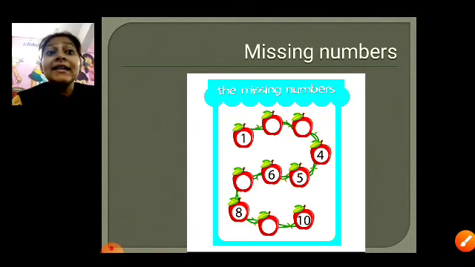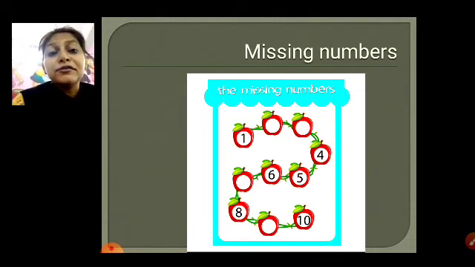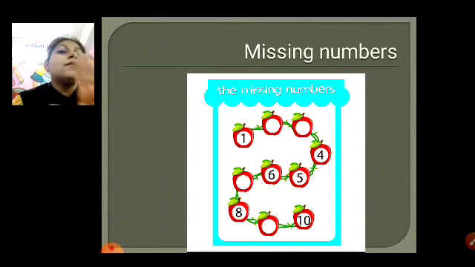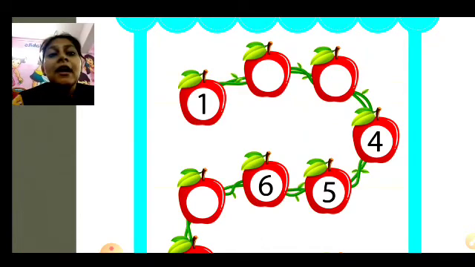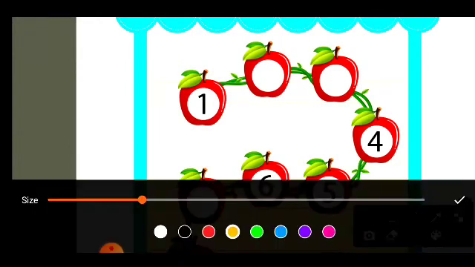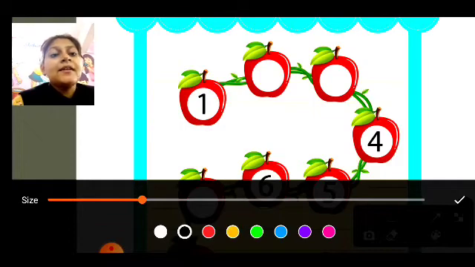Now missing numbers. So there are so many blanks and you have to fill the blanks using the 1 to 20 numbers. So see here. Here is the number 1. There are some apples. See, first of all is the 1, then blank, then blank. So you have to fill the missing numbers, right?